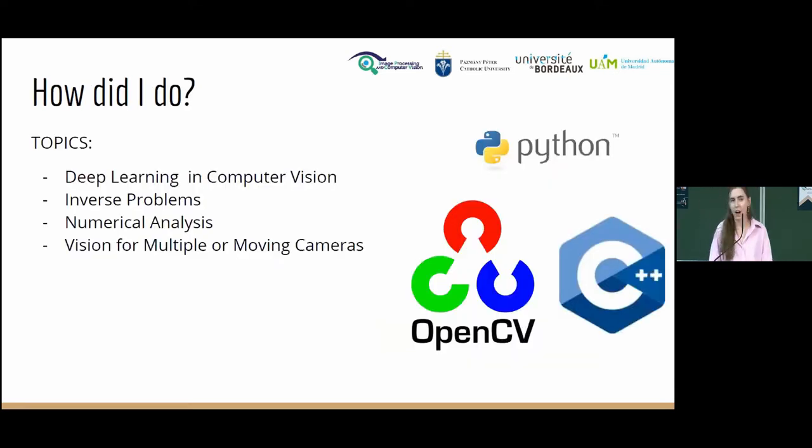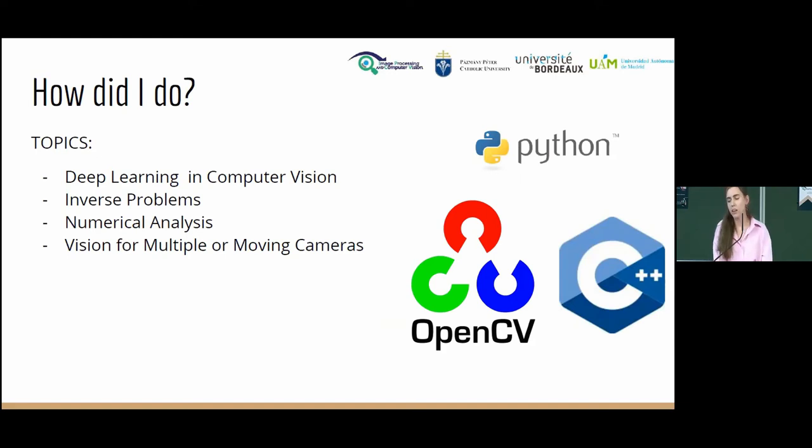So how did I actually do it? I decided to place this on the slide in order to show which topics and which tools helped me, which I learned during my IPCV years here. So of course, there are the three basics which you learn and which are going to be very useful for you if you want to continue working in the industry or even academia. It's Python, C++ and OpenCV, and I'm pretty sure you will try all these tools during your courses.